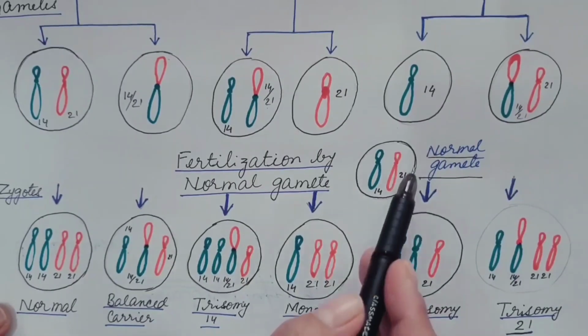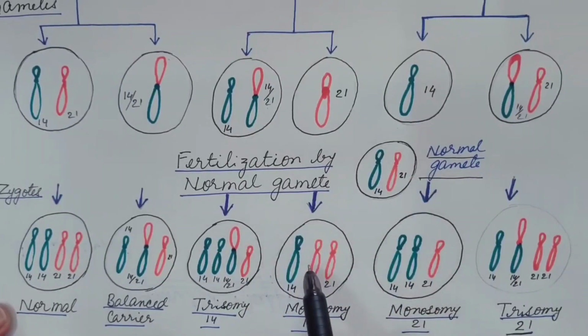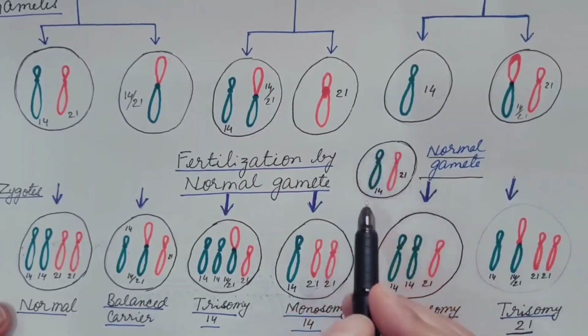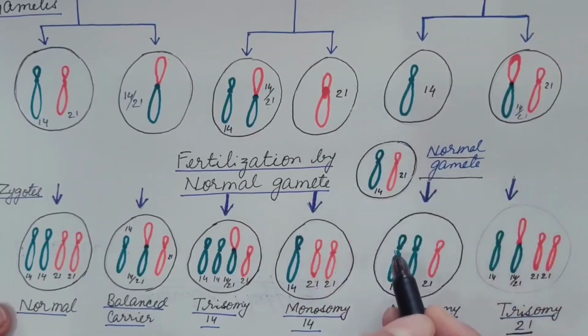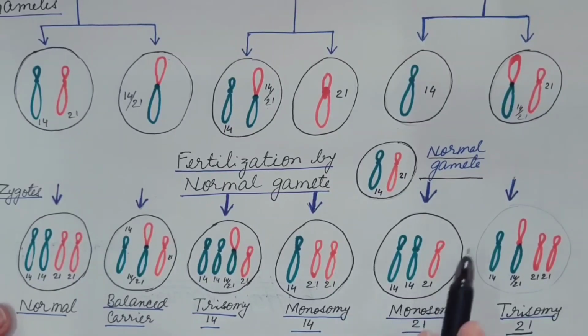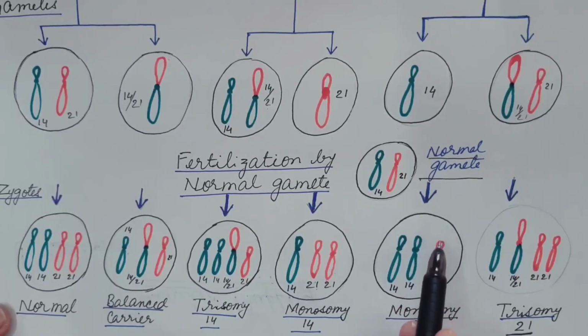trisomy 14. If this gamete fuses with this gamete, then there will be 2 copies of chromosome number 21 but only 1 copy of chromosome number 14. 1 copy of chromosome number 14 is missing. So the total number of chromosomes will be 45 and this is known as monosomy 14. If this normal gamete fuses with this gamete, there will be 2 copies of chromosome number 14 but only 1 copy of chromosome number 21. Again this will have a total of 45 chromosomes instead of 46 because 1 chromosome 21 is missing. So it is known as monosomy 21.